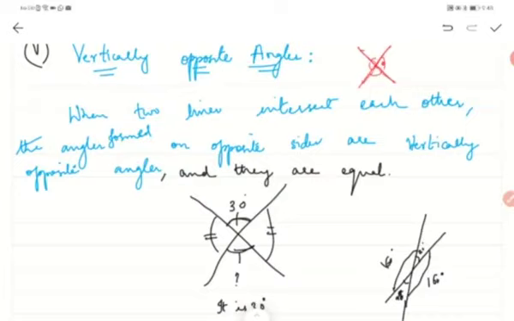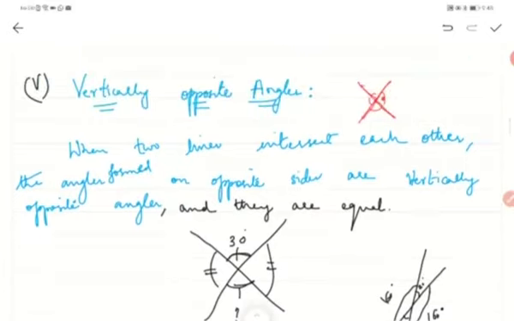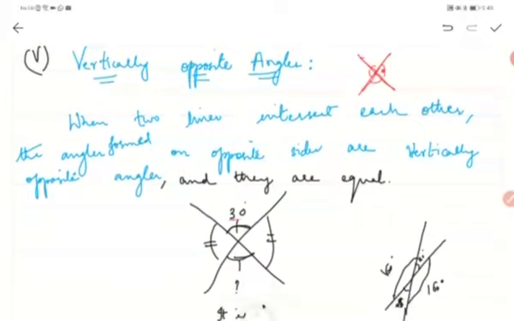Now in this type of situation, what are your vertically opposite angles? You say this 30 degrees is vertically opposite. It is exactly opposite, isn't it? Vertically opposite. And this will be your angle. If you know that this is 30 degrees, then this is obviously equal to 30 degrees. So vertically opposite angles are equal.